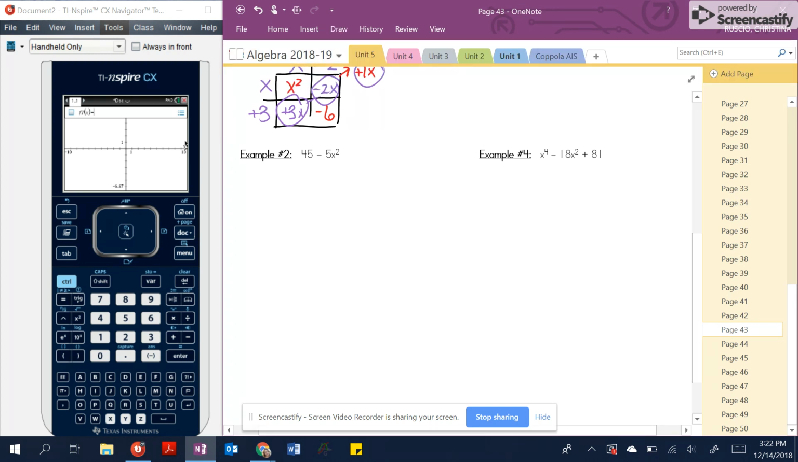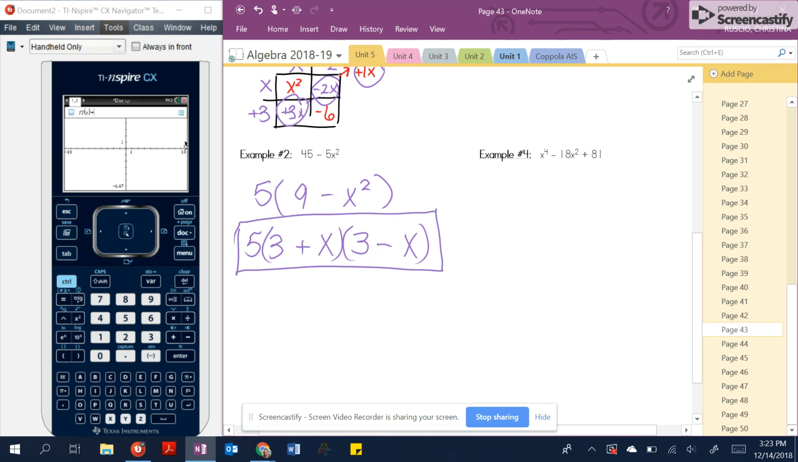Okay, example number 2, check for a GCF. Do 45 and 5 have a GCF? Yep, 5. So 45 divided by 5 is 9, and 5 divided by 5 is 1. So we're just pulling that 5 out. Then we want to see, can this binomial be factored? And by gosh, by golly, sure can, because it's the difference of two squares. Oh my gosh, this is so easy. I don't even need to use my box here, because the square root of 9 is 3, so 3 and 3. The square root of x squared is x, so x and x. One of them's plus, one of them's minus. Bam. That was so fun.